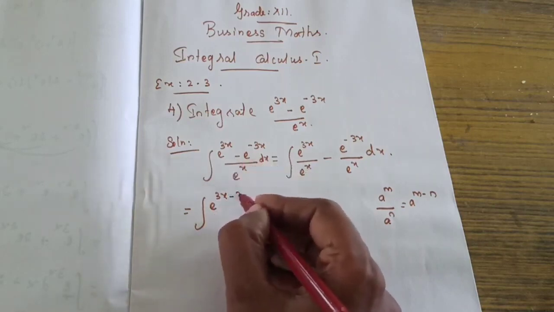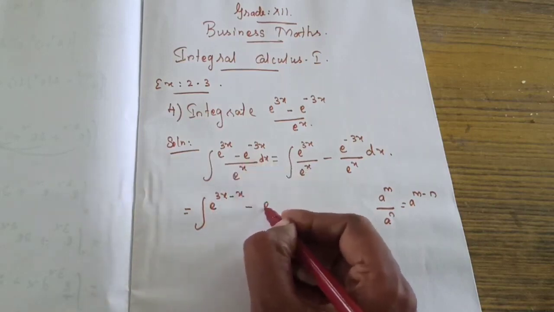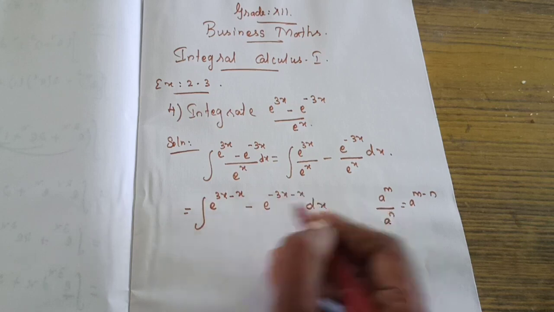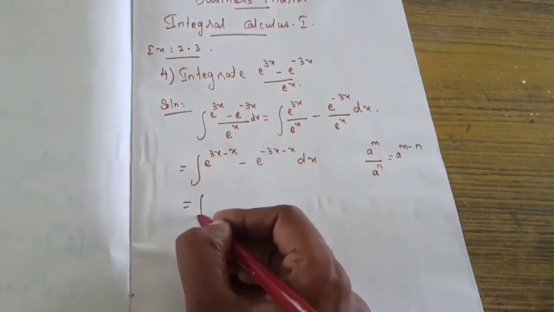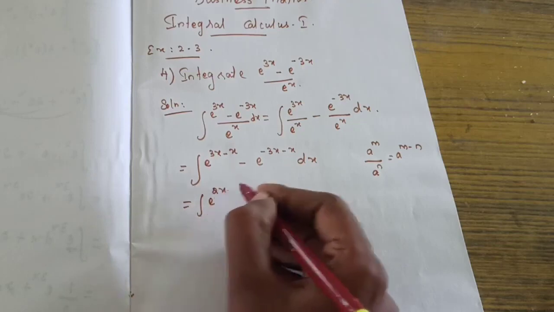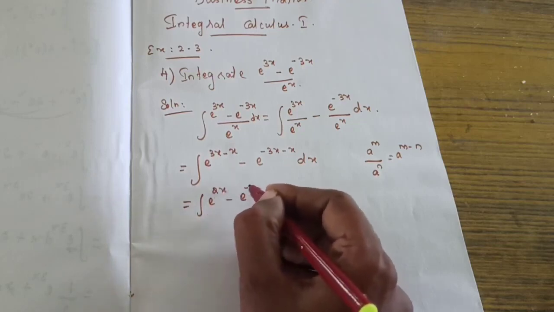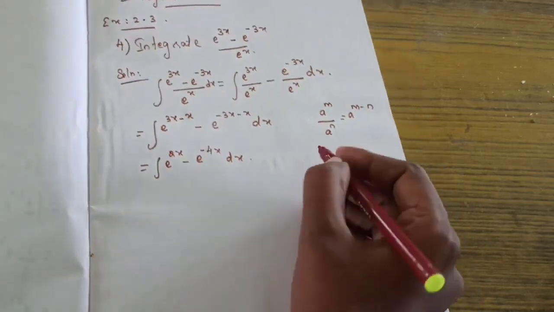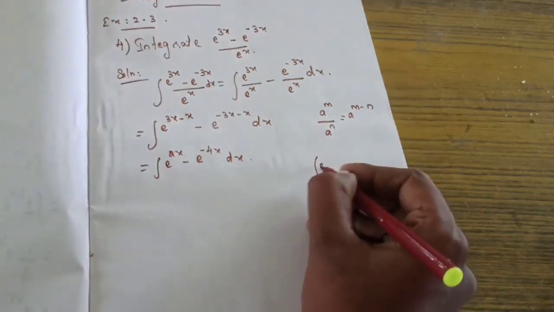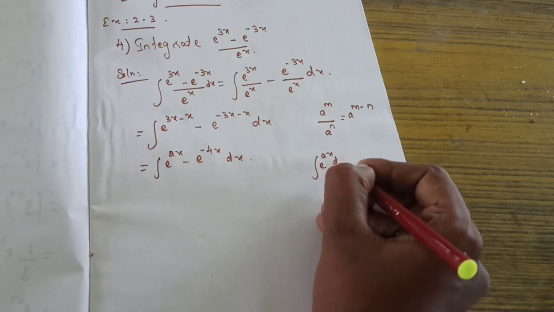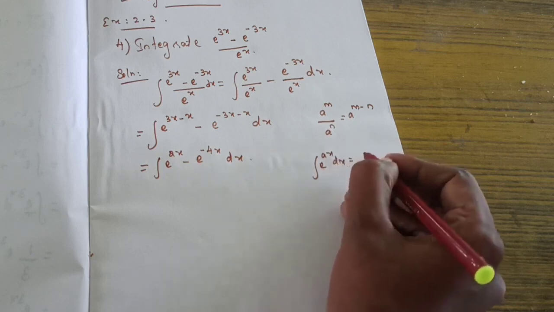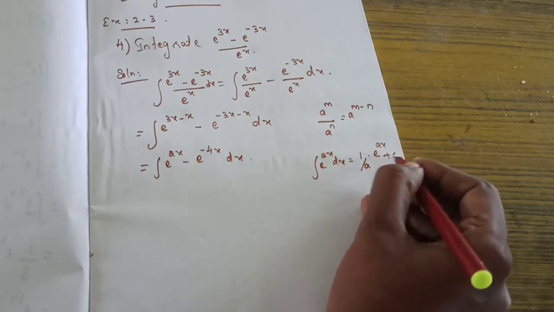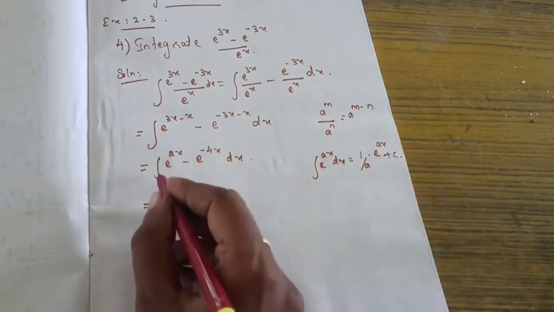So what will happen? e power x minus x, e power minus 3x minus x, dx. So that's equal to e power 2x minus e power minus 4x dx. Okay. So shall we integrate? Already I taught you the formula. Integral of e power ax dx is equal to, what's the formula? 1 by a into e power ax plus c. Correct?